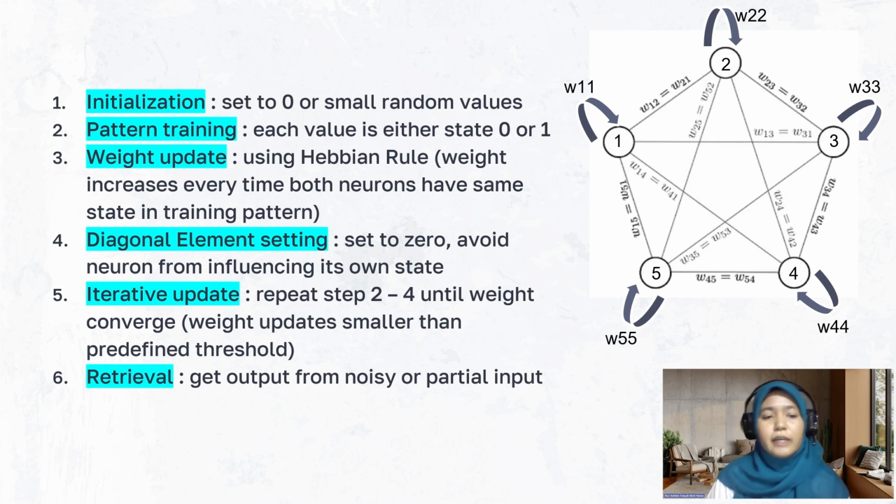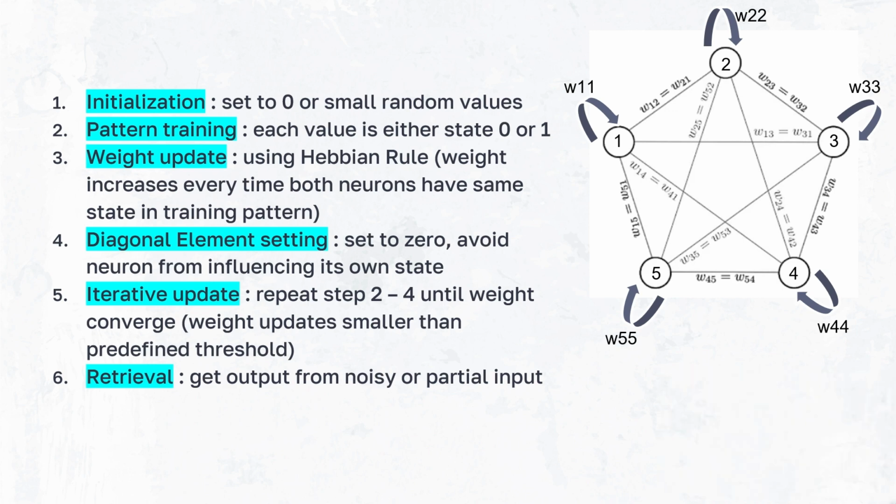Then for the 5th step, iterative updates. Repeat steps number 2 to 4 until our weights converge, which means the weight changes are smaller than the predefined threshold. And lastly, we retrieve the output from the given partial input.